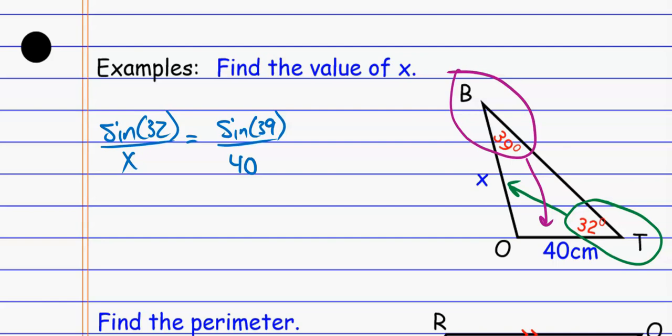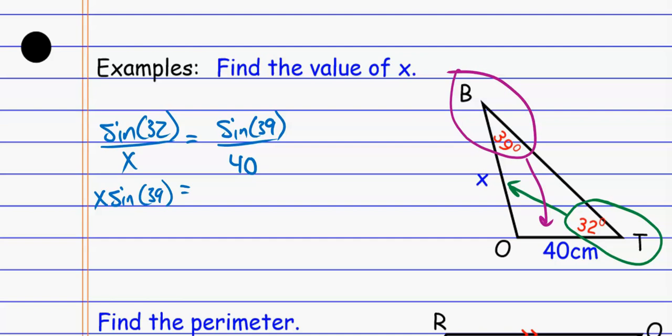The sine of one angle over its opposite side has to equal the sine of any other angle over its opposite side. That's our law of sines. It's a proportion between the sine of any angle over its opposite side. Now from here, I can just solve this. The most immediate path to solving this for most students is cross multiply, so I'm going to cross multiply.